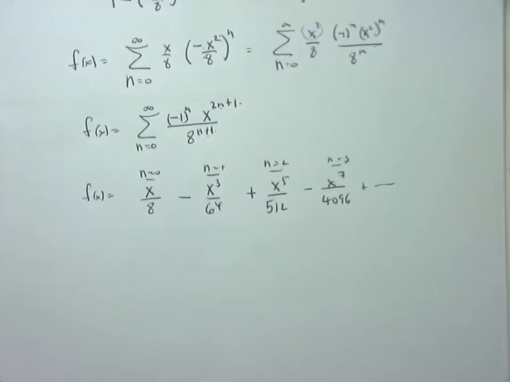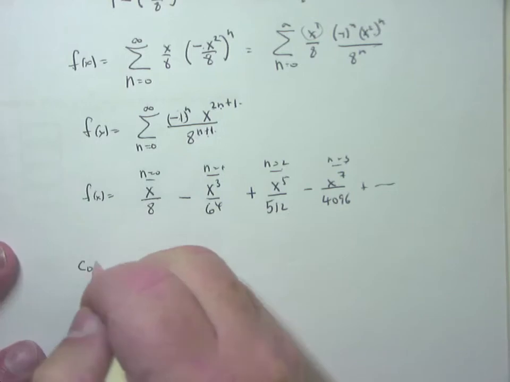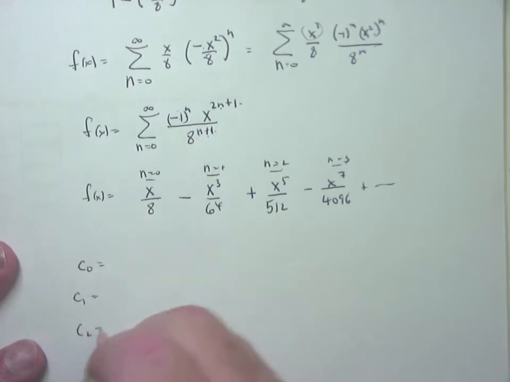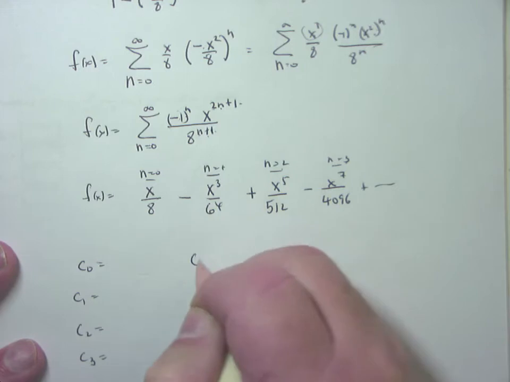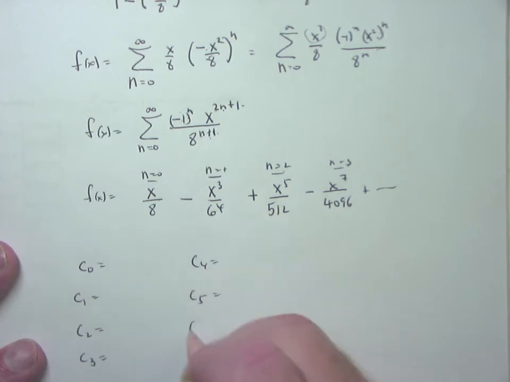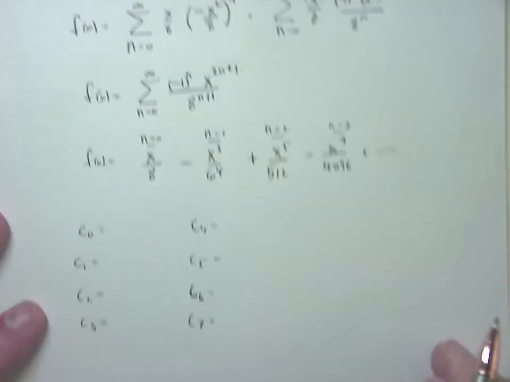But this is for web work purposes. Please tell me, what's C0? What's C1? What's C2? What's C3? What's C4? What's C5? What's C6? And what's C7 equal to? This is classic web work.